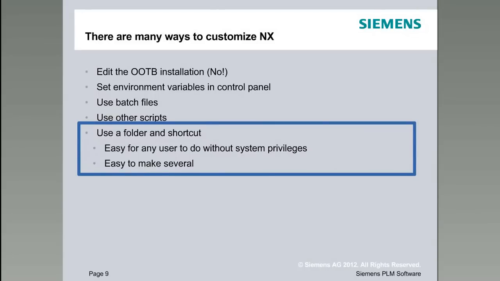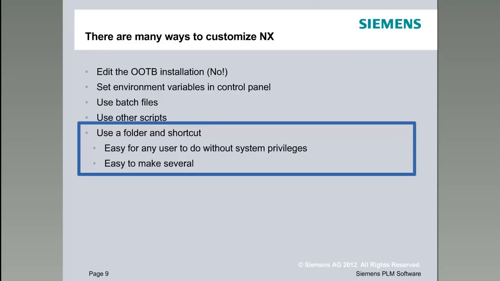So before we start customizing, we need to mention there are several ways to customize NX. And I'm going to mention a few of them. One is you can just install it and then start changing the out-of-the-box installation. That's not recommended for a lot of reasons. You can set up environment variables in the control panel. That also has some downfalls. You can use batch files, or you can use scripts. These work really well. There's an NX custom program out there. There's several ways to do this. Fairly elaborate. And if you're going to manage customization for an entire company, I think you should look into these.